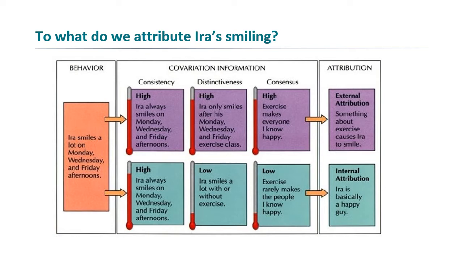So in the case of our little flour throwing girl, we had low consistency, in that the girl didn't usually throw flour. We had high distinctiveness in that the boy was only there that one time, and the consensus was also low. People typically don't throw flour. So then we came to this external attribution, and we blamed the situation on the boy.